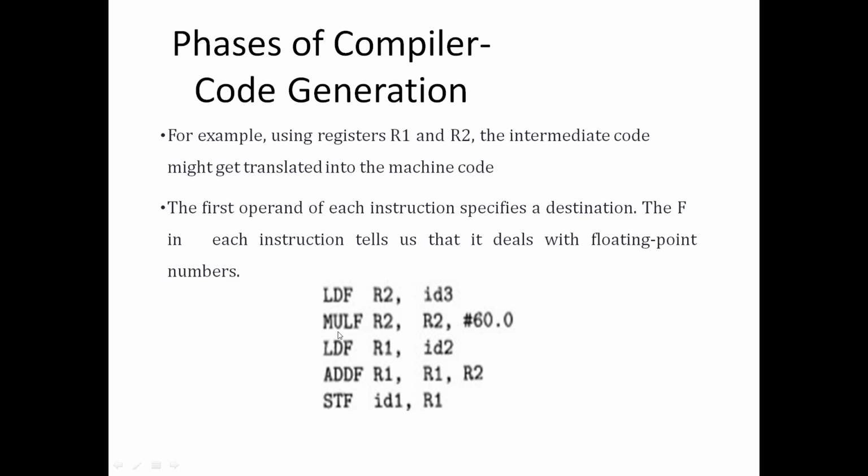In the second line, I'm doing the multiplication. MUL denotes multiplication and F denotes floating point. I'm multiplying R2 and 60 and storing the result in R2. 60 is a floating point number, and because it is a constant value, it is preceded by a hash symbol. Then again id2 is loaded into R1. Then I'm adding R1 and R2 and storing the result in R1. Finally, I'm storing R1 into id1. STF denotes store.